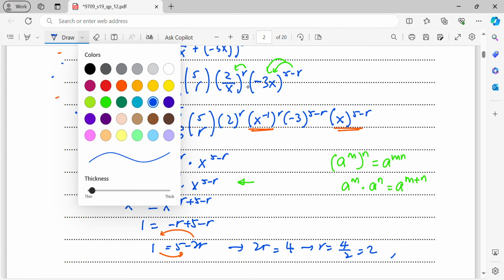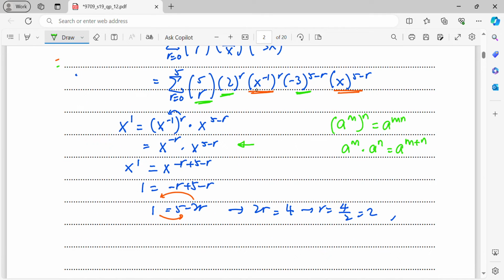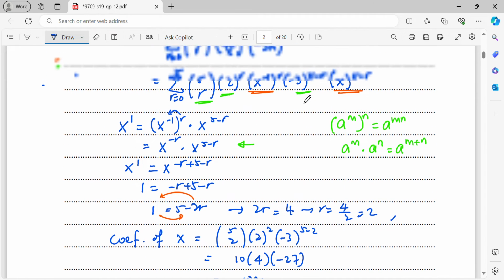So now my coefficients will be all these remaining terms. All this will be the coefficients of x. So now I will write down the coefficient of x. That is 5C2, 2 to the power of 2, because r is 2, then minus 3 to the power of 5 minus 2. That means here it's going to be 10 times 4 times minus 27. And at last, you are getting negative 1080. So that is the solution of this question.